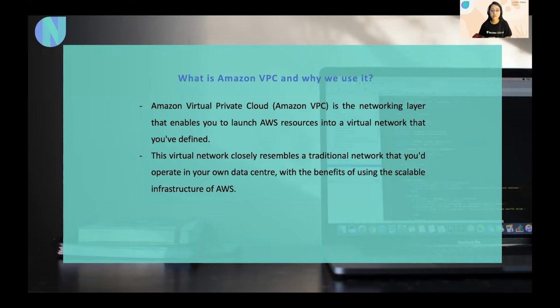For this use case, we have virtual private cloud, which is the VPC, which closely resembles the traditional network where you would be operating in your own data center and using the benefit of scalable infrastructure of the AWS, which means that inside that VPC, you can easily spin up an EC2 instance. You can easily use other AWS resources like VPN, VPC peering, and transit gateway, and many more, without any trouble or without any extra burden.